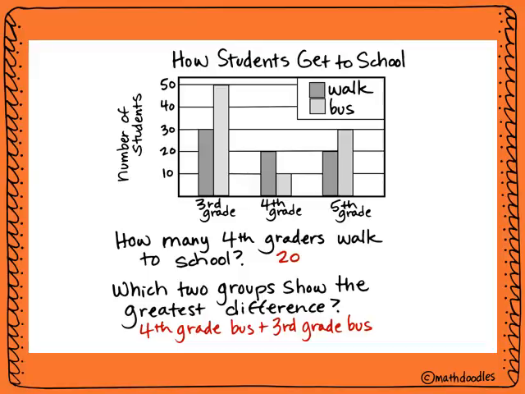So here it says how many 4th graders walk to school. And so you're going to look at the middle 2 bars. You're going to look at the darker of the 2 because that's the walk bar. And you're going to see that it goes up to the line for 20. So there are 20 4th graders who walk to school.